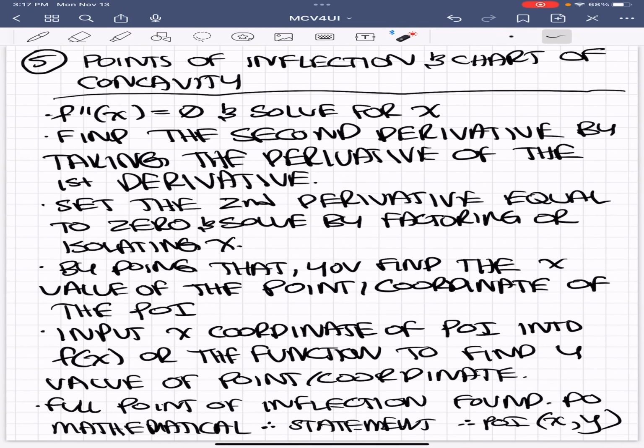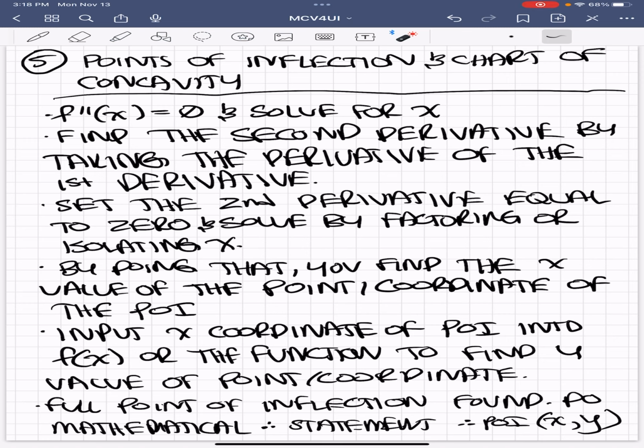Points of inflection and chart of concavity. So this one is the second derivative. Find the second derivative and set it equal to 0 and solve for x, by factoring or isolating x or whatever you need to do. Find the second derivative by taking the derivative of the first derivative, and then set the second derivative equal to 0 and solve by factoring or isolating x.